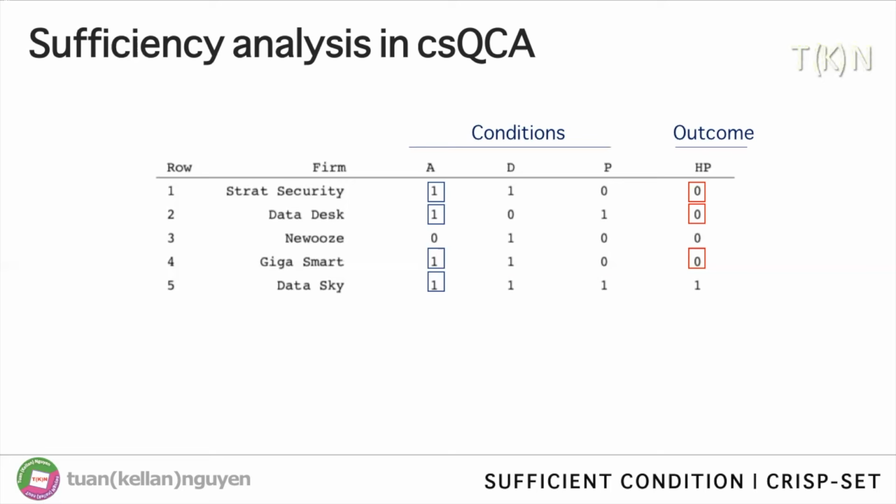Yet, we find that A is linked to the value of 0 in the outcome HB in case number 1. That is against the sufficiency claim, and it is enough by itself to show that A, investing in AI, is not a sufficient condition for high-performance firms, regardless of what happens in other cases. We can do the examination for other single conditions.